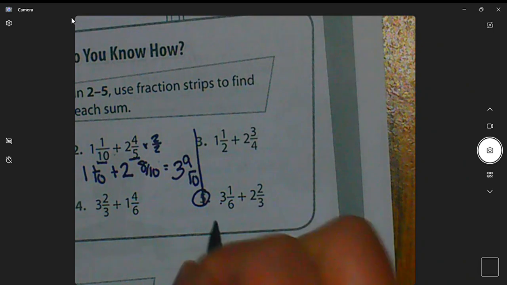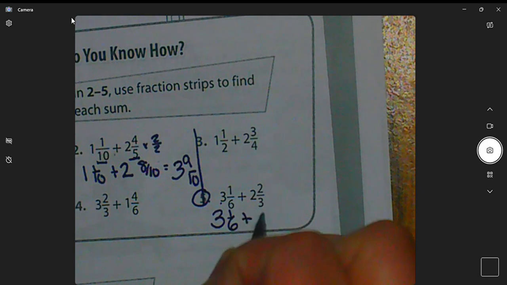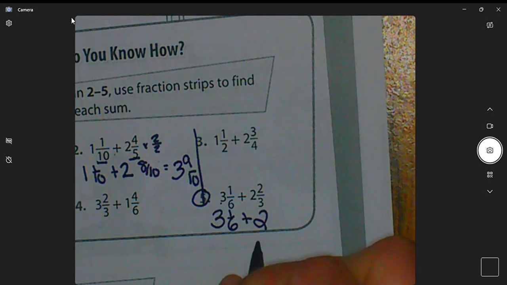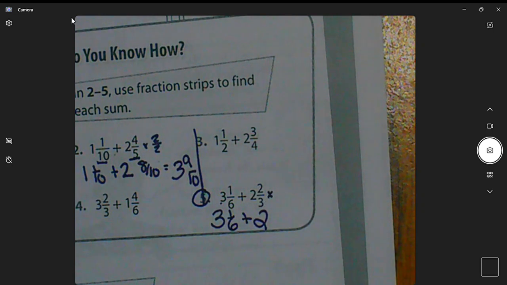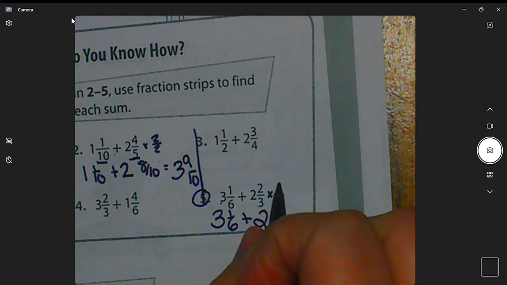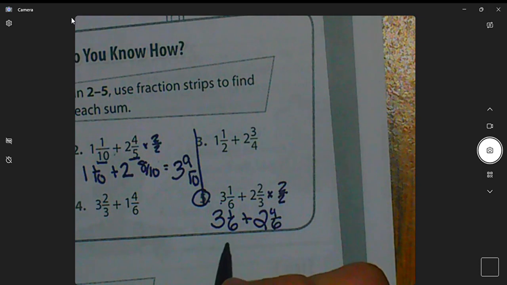So I'm going to leave 3 1/6 alone. I'm going to leave this 2 alone because it's fine. I don't have to touch it. How many 3s does it take to make 6? Yeah, 2. 2 times 2 is 4. 3 times 2 is 6. Now, I'm going to change both of these numbers into a fraction, so I can just add fractions together.